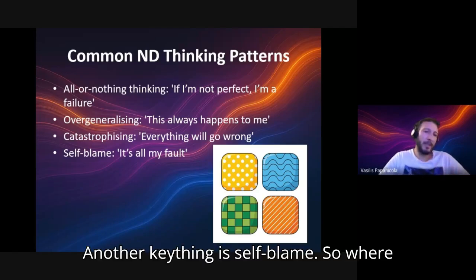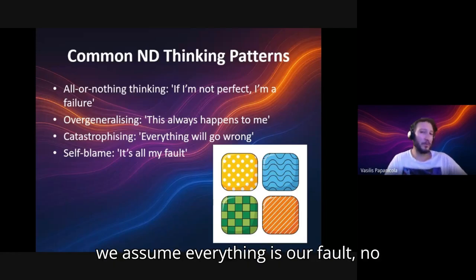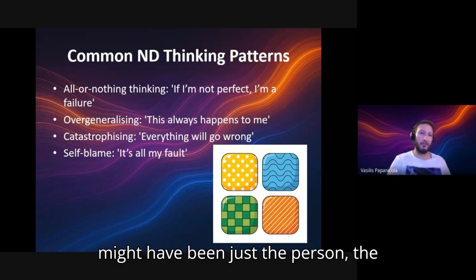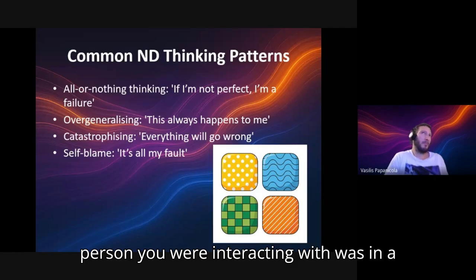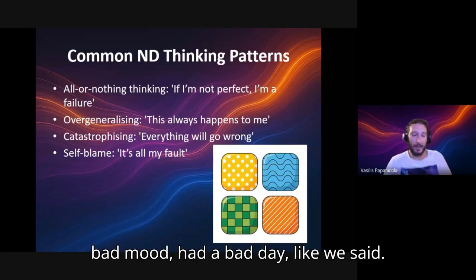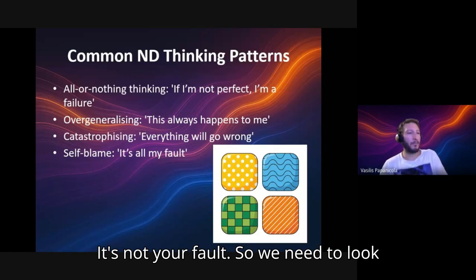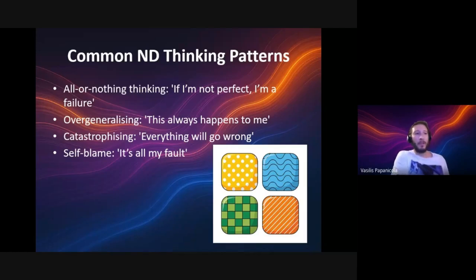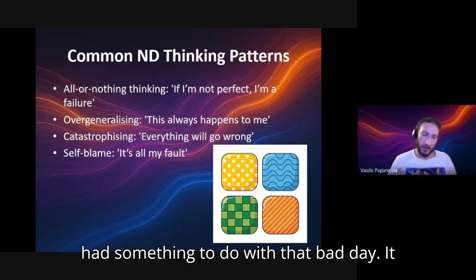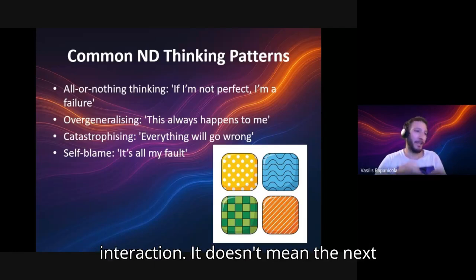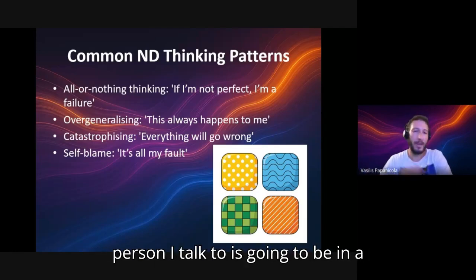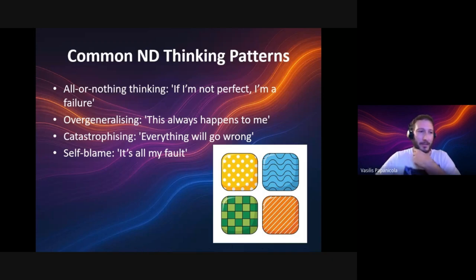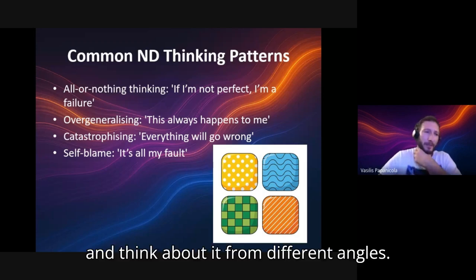Another key thing is self-blame, where we assume everything is our fault, no matter what the situation is. You might not have done anything wrong, and it might have been just that the person you were interacting with was in a bad mood, had a bad day, like we said. It's not your fault, so we need to look at it from that angle. Maybe it was just them. Maybe that was their bad day. I can't reflect upon it and think that I had something to do with that bad day. It was just the mood that they were in during that interaction. It doesn't mean the next person I talk to is going to be in a terrible mood and treat me in the same way. So we need to reframe things and think about it from different angles.